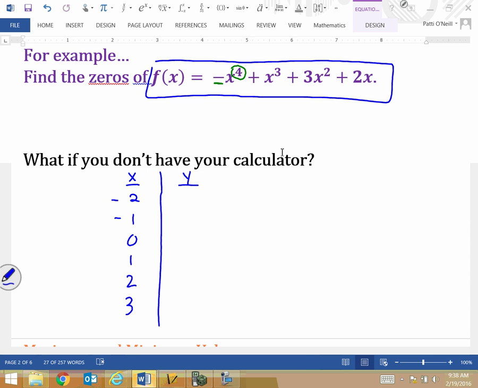If I sub negative 2 into my function, I would get negative 16, because negative 2 to the 4th is 16, the opposite of 16 is negative 16, minus 8 plus 12 minus 4, which gives us negative 16. So I would know that the point negative 2, negative 16 would be part of the graph. Right now, that means that the graph is below the x-axis. If I plug negative 1 in, I get negative 1 minus 1 plus 3 minus 2, which equals negative 1. So my graph is still below the x-axis.